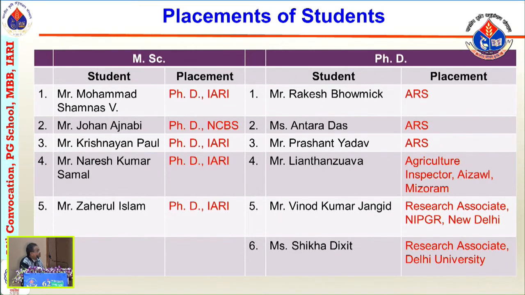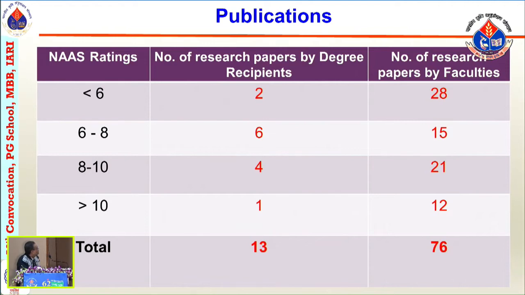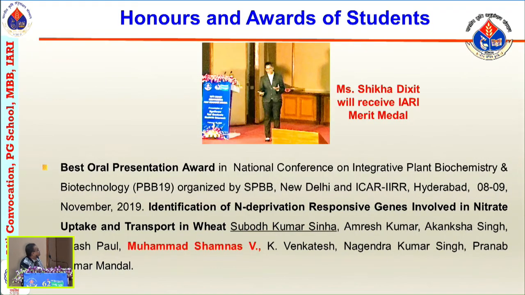1 is working as a state agriculture inspector. 2 PhD degree recipients are working as research scholars in different institutes and universities. Out of these, 12 degree recipients published a total of 13 research papers in different NAS-rated journals, and MBB faculty published a total of 76 research papers in 2018, 19 of them in different NAS-rated journals.